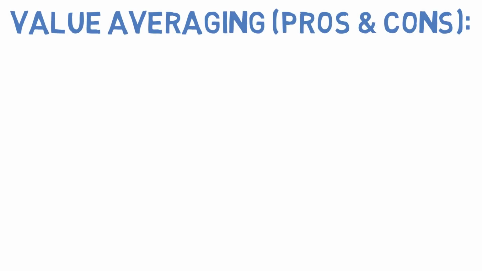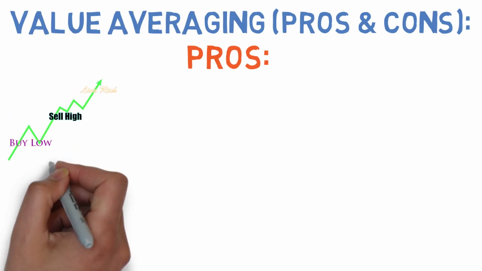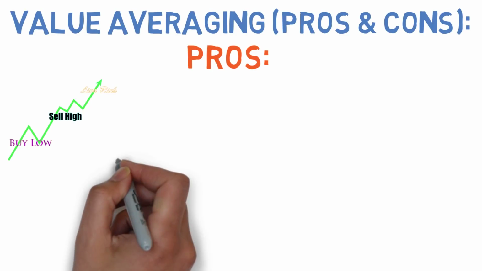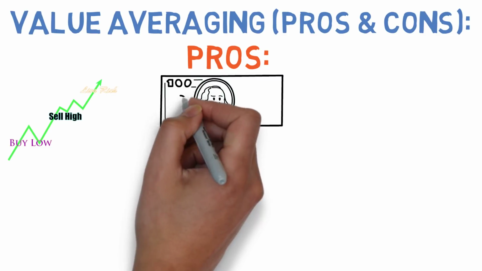Value averaging also has a few major pros going for it. First, at least based on the recent price trends, you're always going to be buying relatively low and selling relatively high. This is just because of how the mathematics of compounding investment returns relate to consistently increasing net worth targets.